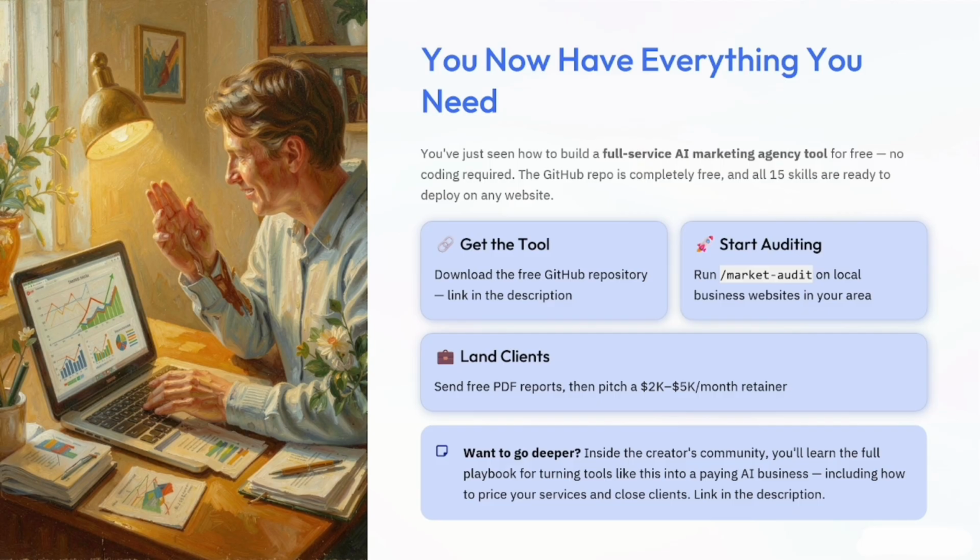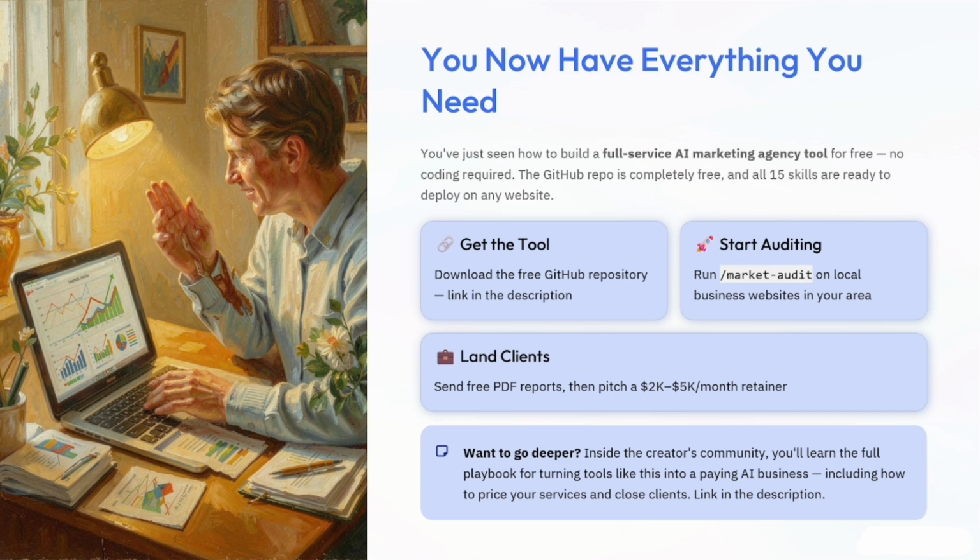Okay, now you have everything you need, right? So we are at the very last slide, and that's it. You now know how to build a full service AI marketing agency with tools that are completely free, no coding required. The GitHub repository is completely free. It's 100% free, and all 15 skills are ready to deploy on any website you want. So these things I have just told you will work on any website.